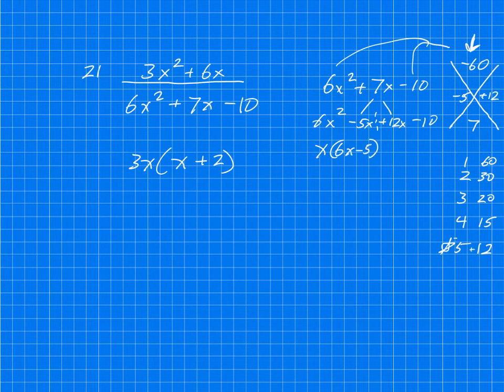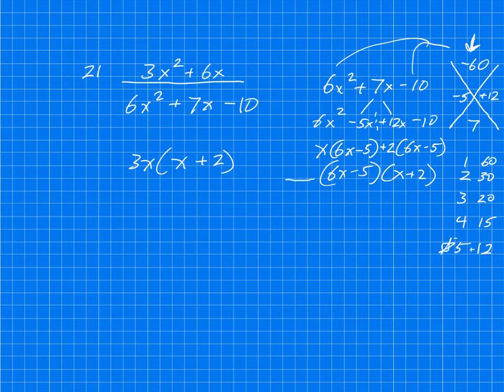And it looks like we're going to have to take out a 2 on the second half. So a positive 2 times 6x minus 5. Yay, the binomials match. I take out the 6x minus 5, and I'm left with an x plus 2. So that was a lot of work.